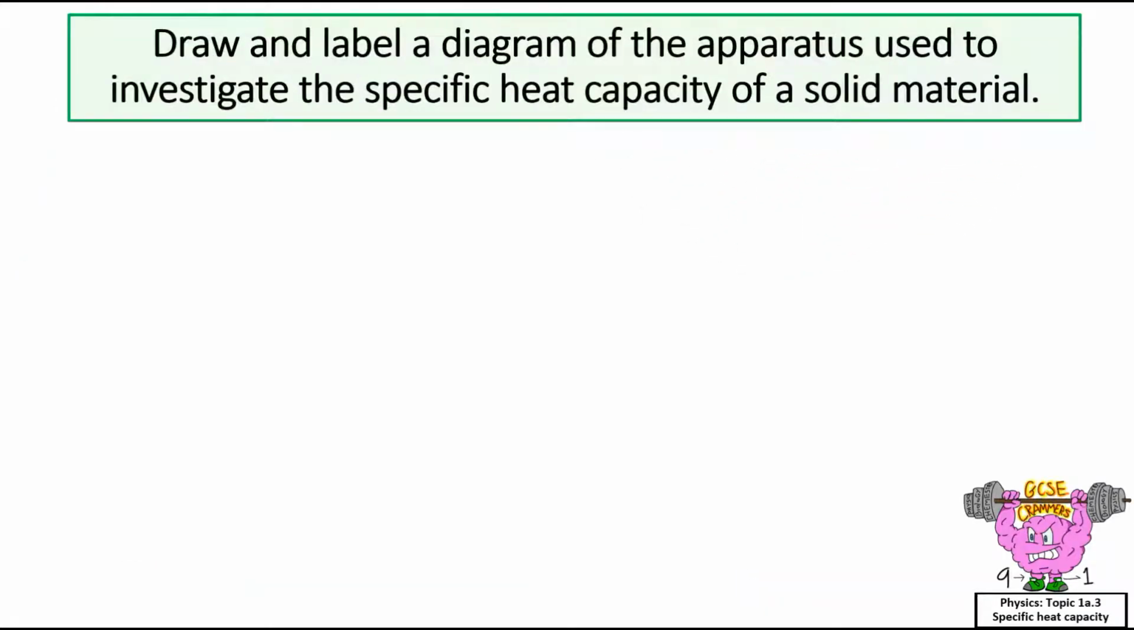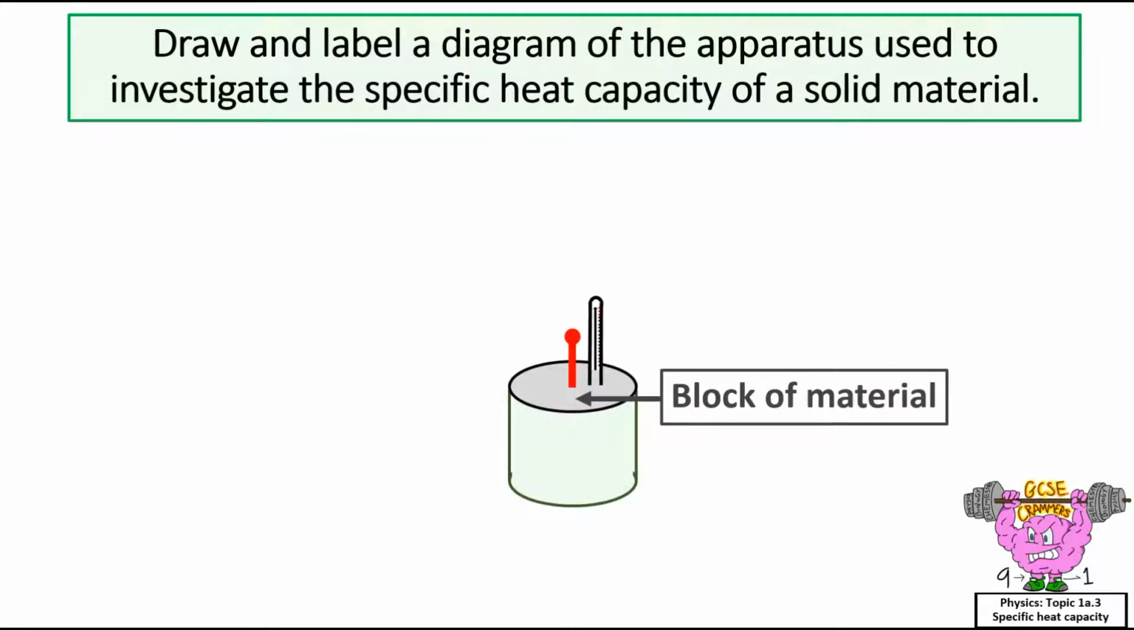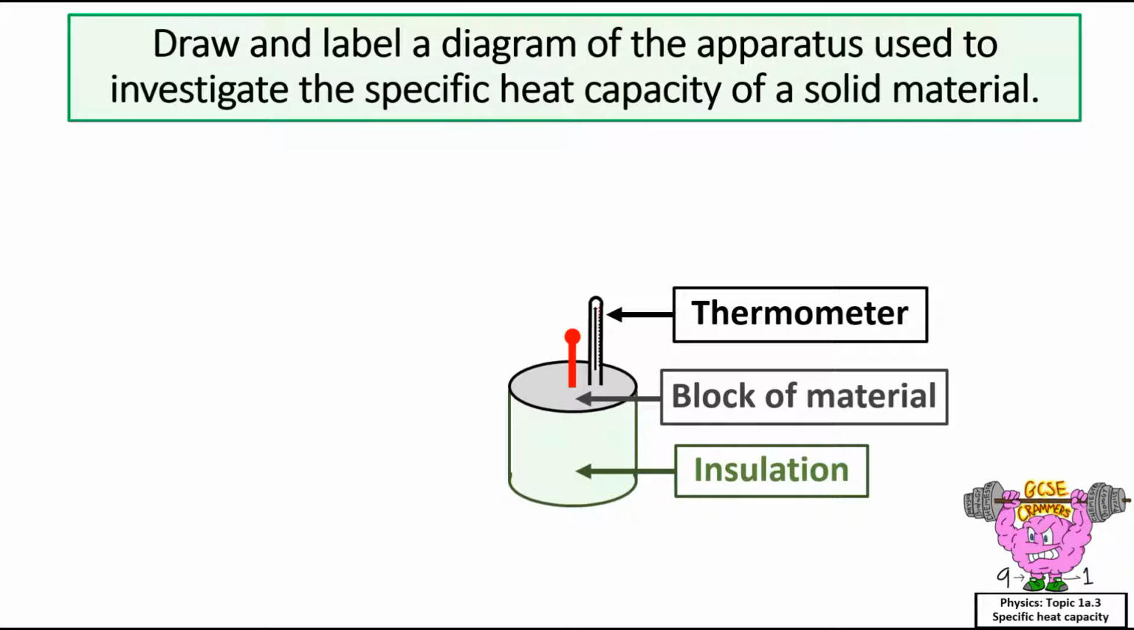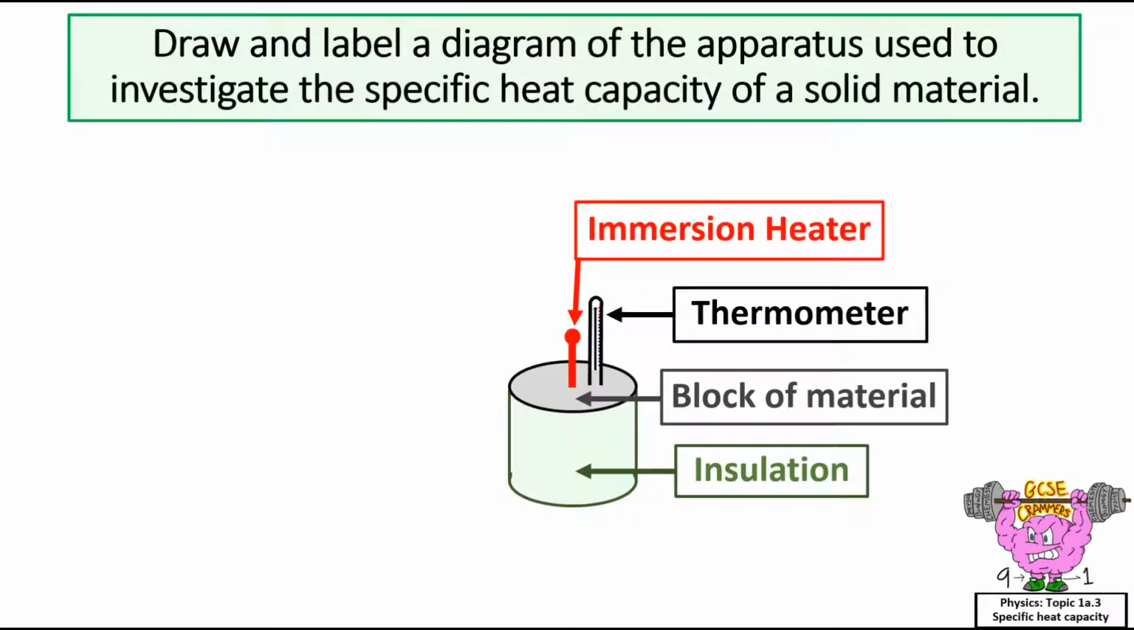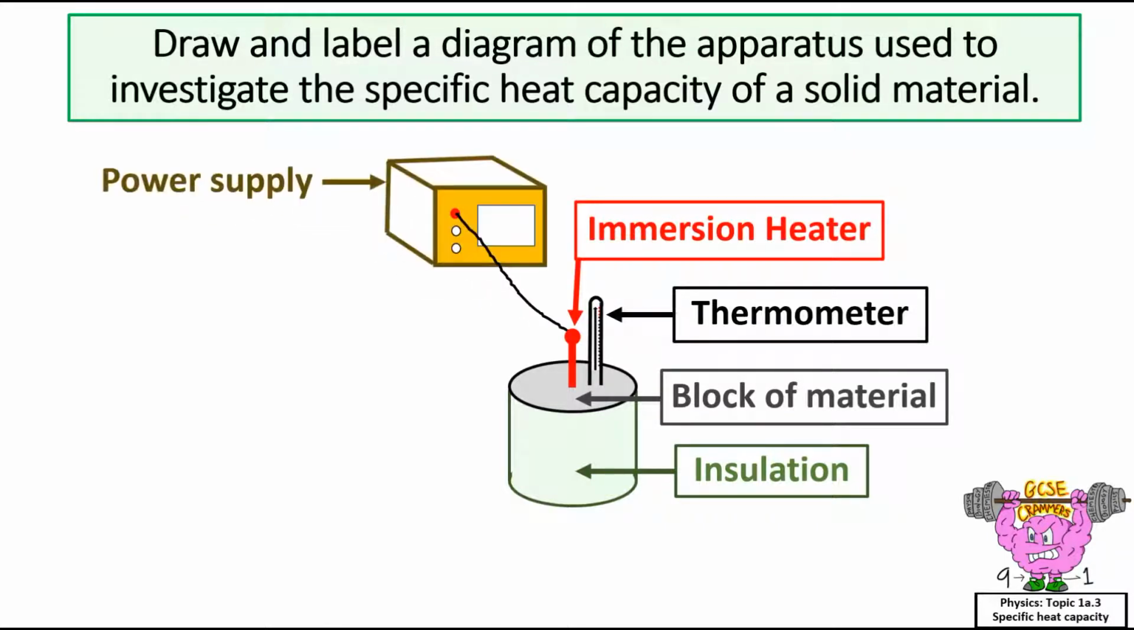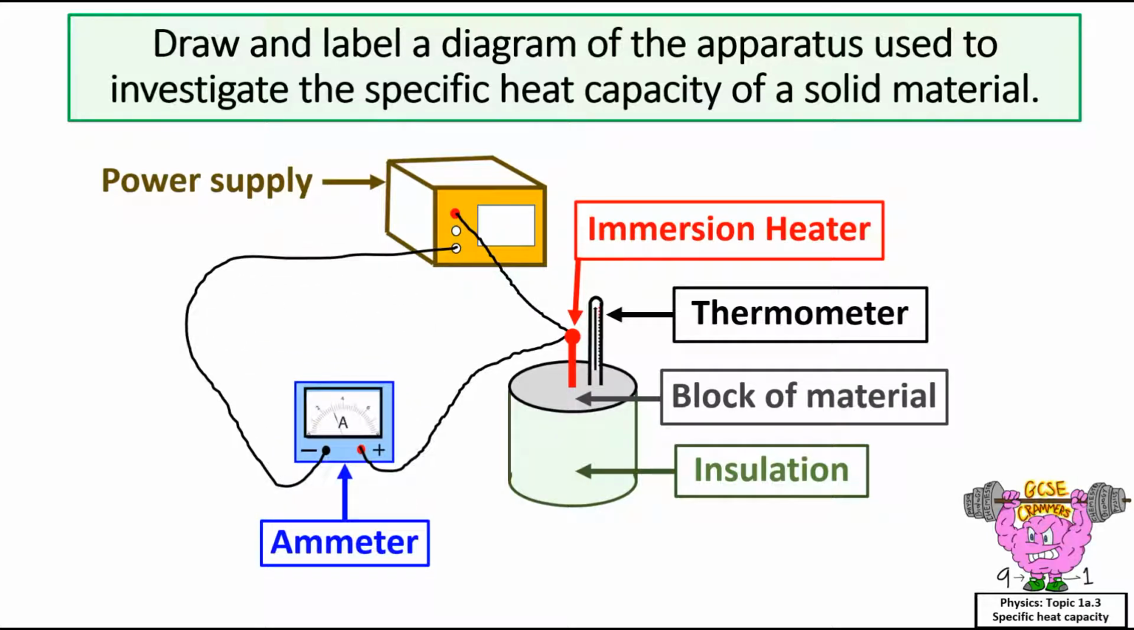Draw and label a diagram of the apparatus used to investigate the specific heat capacity of a solid material. You'll need to draw a block of material covered in insulation, a thermometer inserted into the block, and an immersion heater. A power supply connected to the heater, an ammeter connected in the power supply to the heater, a voltmeter attached across the immersion heater power input and output.